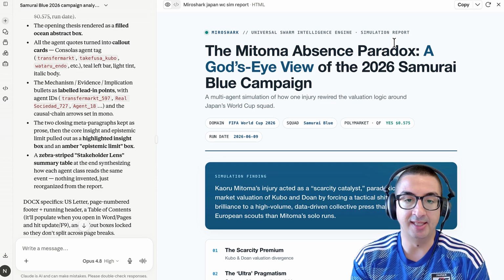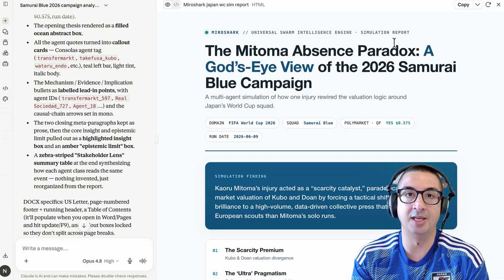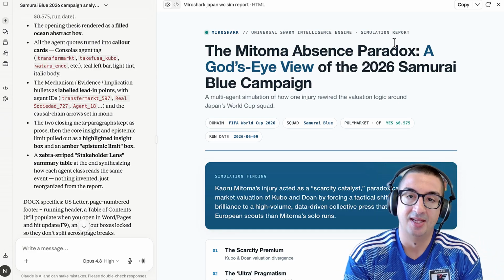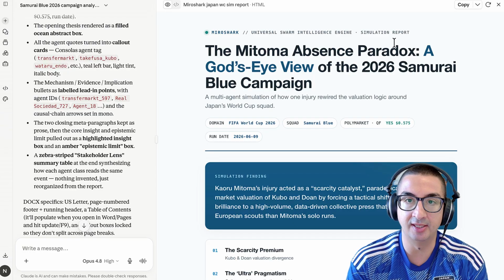Obviously, it's unlikely that they will win, but I think this year they have more chances than in the past, and sooner or later we'll have an Asian champion. So who knows? Maybe this could be the year. But let's analyze this report that was generated with the MiroShark intelligence engine.